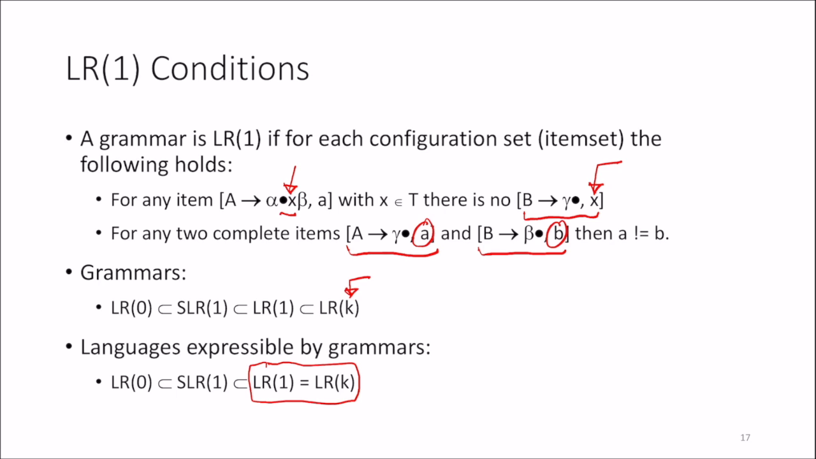Essentially, what this tells us is that you can always take an LRK grammar and convert it, because the languages expressed are the same. You can convert it into a new grammar, which is in fact LR1, and the languages would be the same. So that's what that result means. So it's a surprising result. It means that for LR parsing, K symbols of look ahead are no more powerful than one symbol of look ahead.